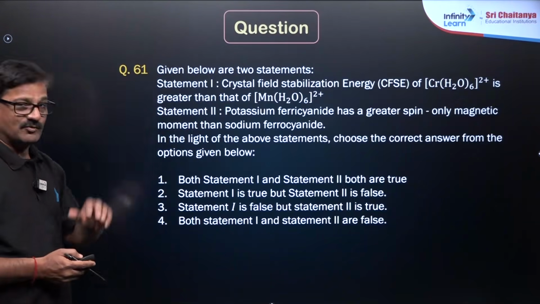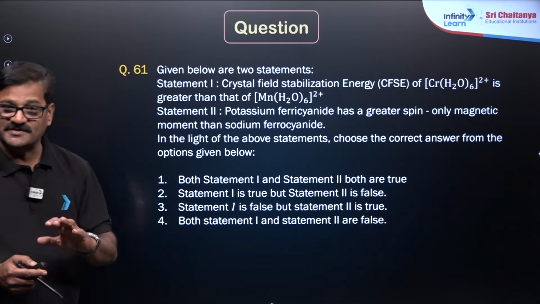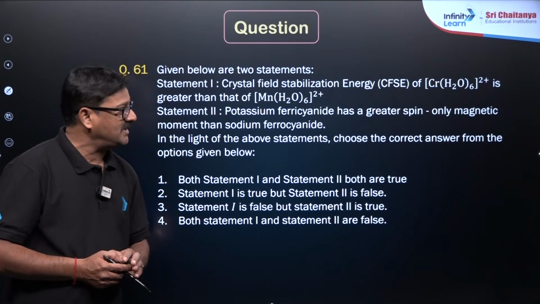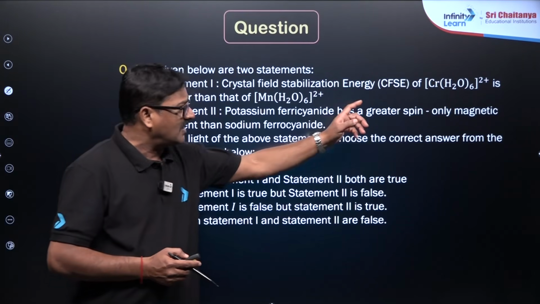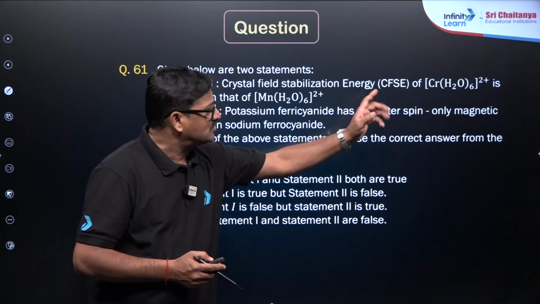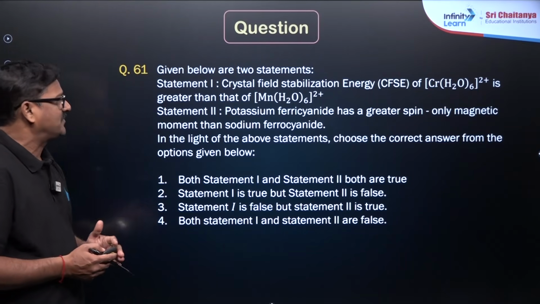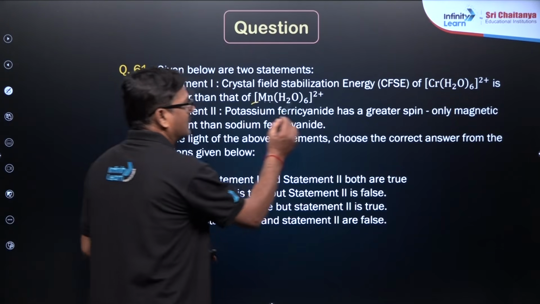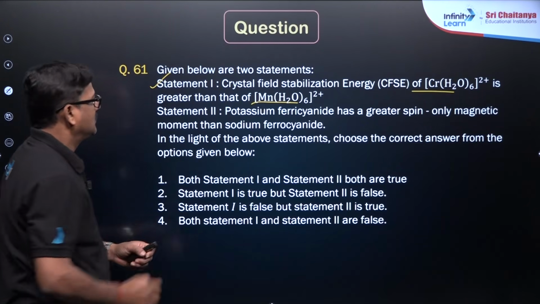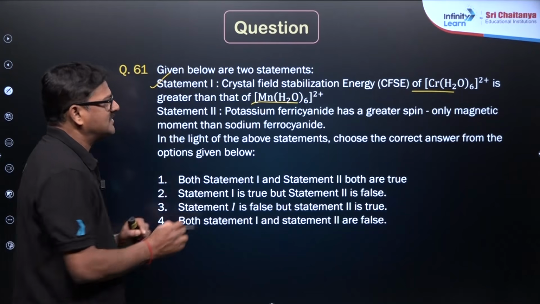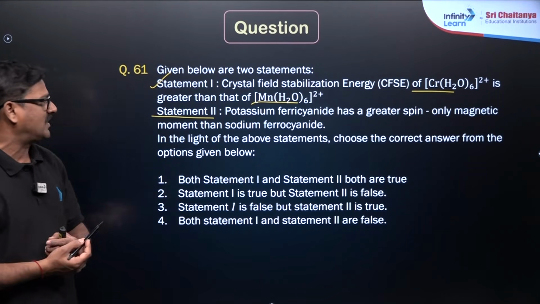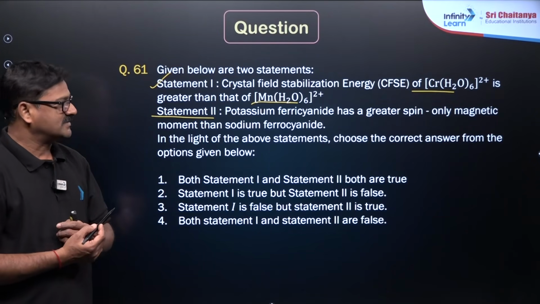Children, here is a question based on complex compounds, a direct question. It is given that the crystal field stabilization energy, CFSE, of [Cr(H2O)6]2+ is greater than that of [Mn(H2O)6]2+, which is absolutely true. And talking about statement 2, potassium ferricyanide has a greater spin only magnetic moment than sodium ferrocyanide.